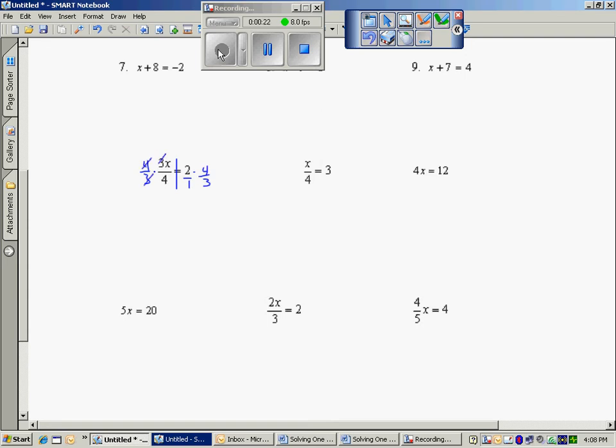When I cancel, because 4 divided by 4 is 1 and 3 divided by 3 is 1, I'm remaining with x on the left and multiplying straight across, 8/3.